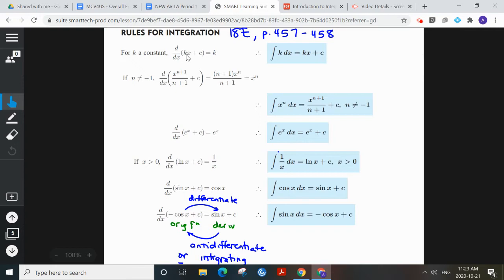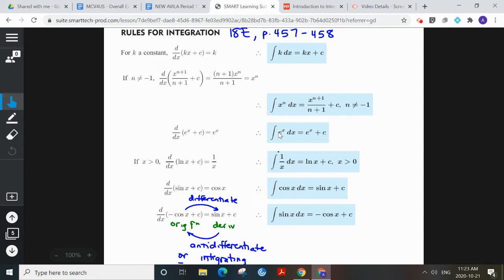If we want to end up with a derivative that is k, a constant, then we need to have k times x plus c as my original function. If I wanted to end up with a derivative that is x to a power, then I need to do x to the n plus 1 over n plus 1 plus c. That's the rule we saw in the previous video.